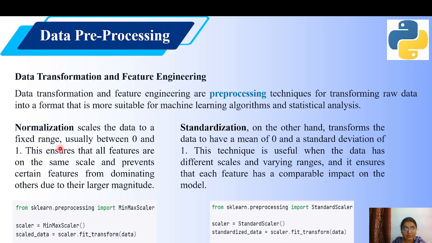We will do normalization, in which we scale our data to a fixed range, usually between 0 and 1. How will we do that? We will import MinMaxScaler from sklearn.preprocessing. This MinMaxScaler does the normalization. We will see this in the later sessions, so be patient right now, because I just wanted to give you a basic understanding. Then we have standardization, on the other hand, which transforms the data to have a mean of 0 and a standard deviation of 1.